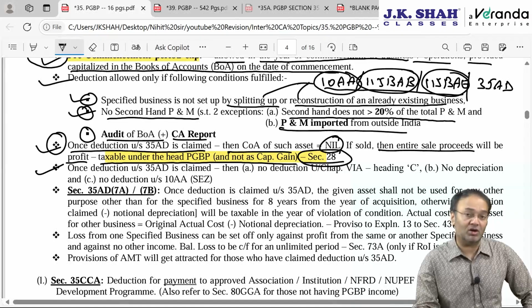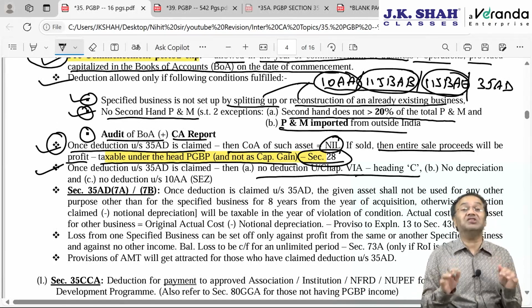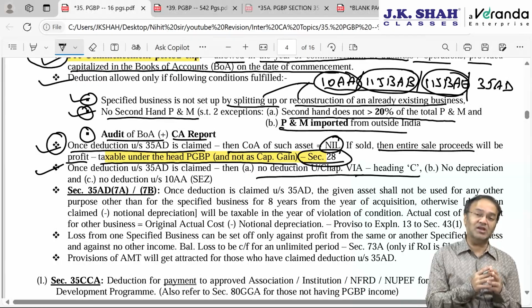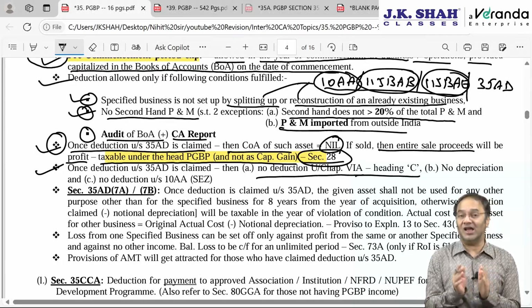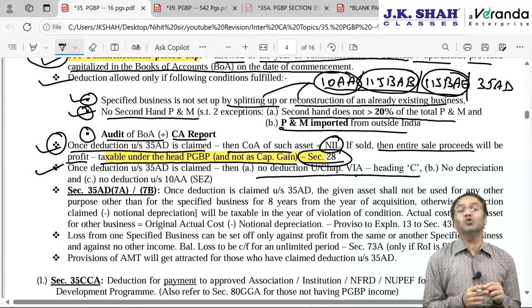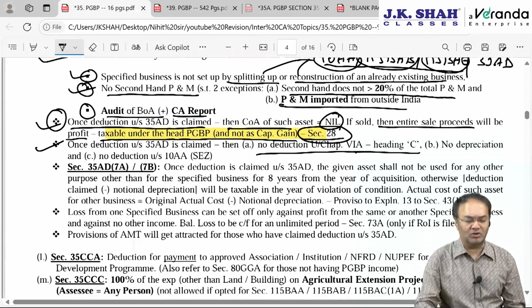Next point is again important. Once you claim deduction under 35AD, you cannot claim Chapter 6A deduction for that particular business under heading C. Chapter 6A heading C will not be allowed: 80IA, 80IAB, 80IAC, 80IB, 80IBA, 80IC, 80ID, 80IE, 80JJA, 80JJAA, 80QQB, 80RRB, etc. You can claim 80C, 80D, 80G, all those will be allowed.